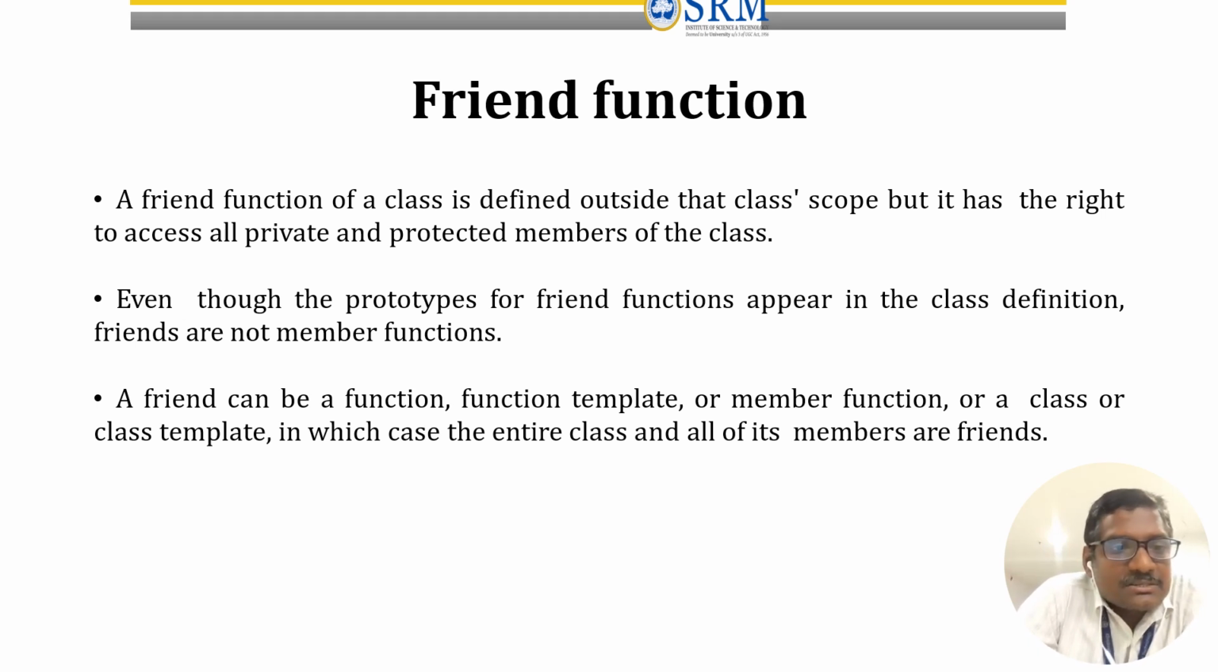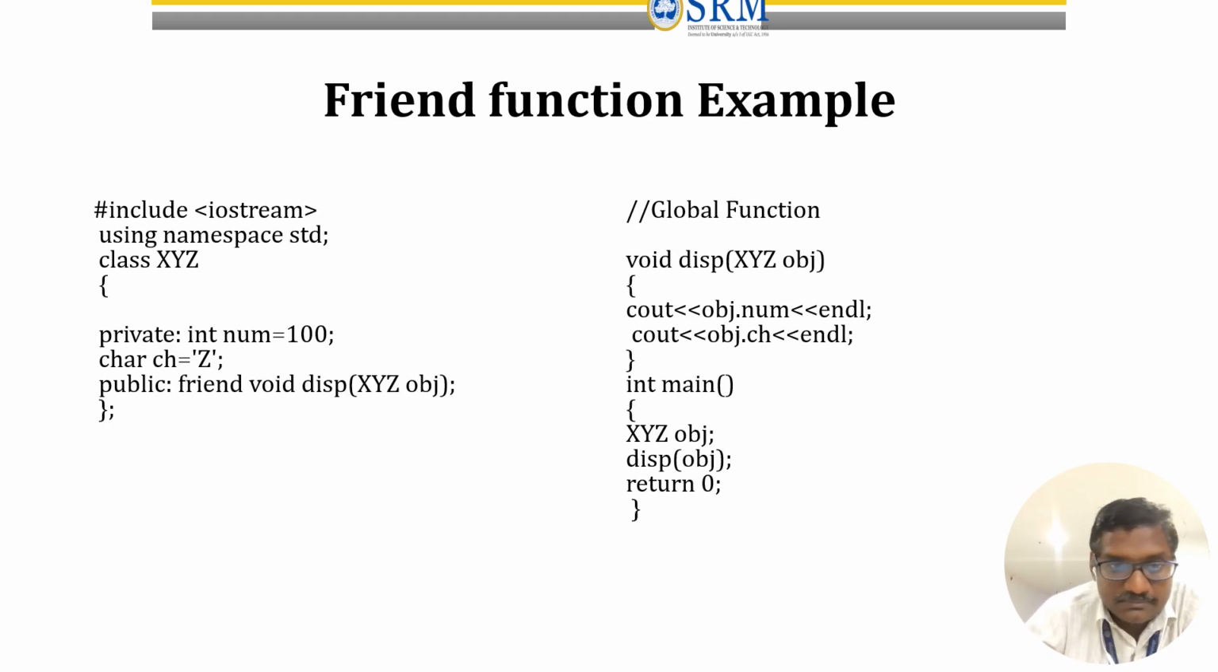So here, the friend function of a class is defined outside that class scope, but it has the right to access all private and protected members of the class. Even though the prototype for a friend function appears in the class definition, friends are not member functions. A friend function can be a function template, or a member function, or a class template, in which case the entire class and all of its functions are friends.